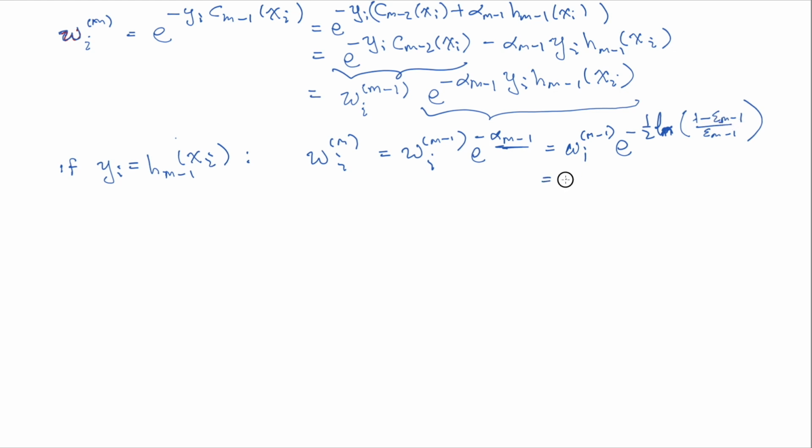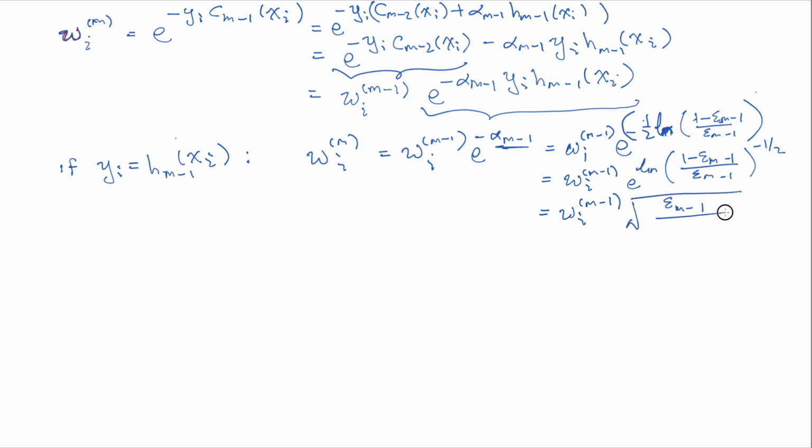Now I can simplify this. Since this is a logarithm, I can take the negative half up to the top, so I get e to the power of log of (1 minus epsilon m minus 1) over epsilon m minus 1, to the power of negative half, and the exponential and the logarithm just cancel out, so we get w_i^(m-1). Now the negative means I can switch the fraction over, and the half is just a square root, so I'll get the square root of epsilon m minus 1 over 1 minus epsilon m minus 1. Okay, so this is the update for points where we don't make a mistake.